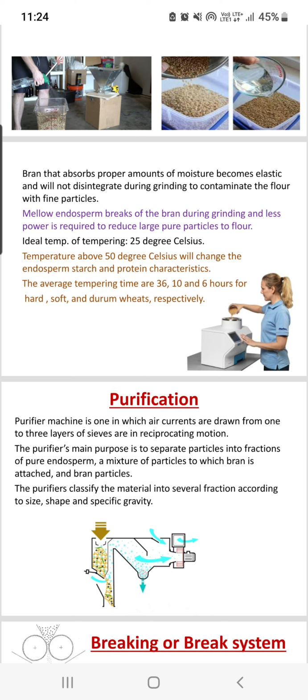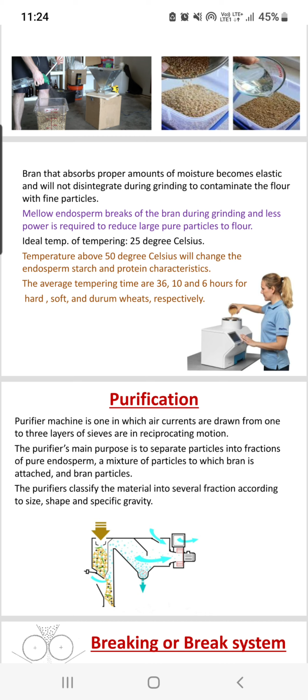So the temperature at which we can temper the wheat grains is likely 25 degrees Celsius. Temperature above 50 degrees Celsius will change the endosperm starch and protein characteristic. As we know that the temperature affects the quality of the grain, so if we increase the temperature up to 50 degrees Celsius, then the characteristic of starch and proteins will change. As we know that starches and proteins change their properties according to the temperature.